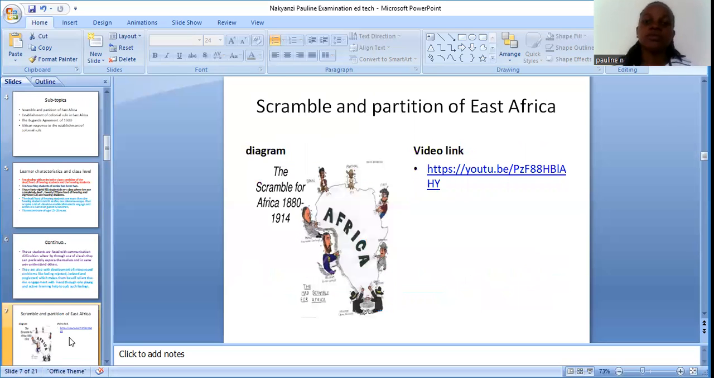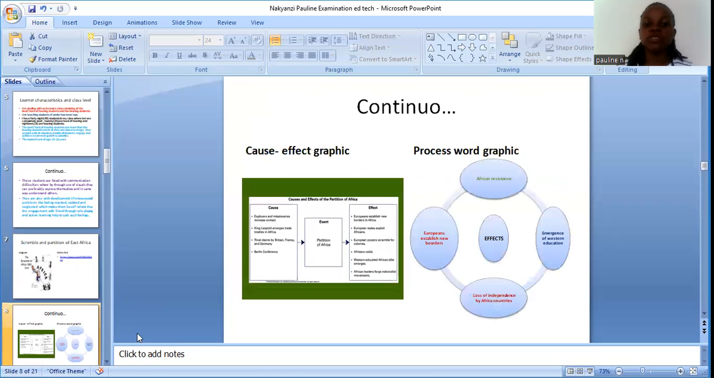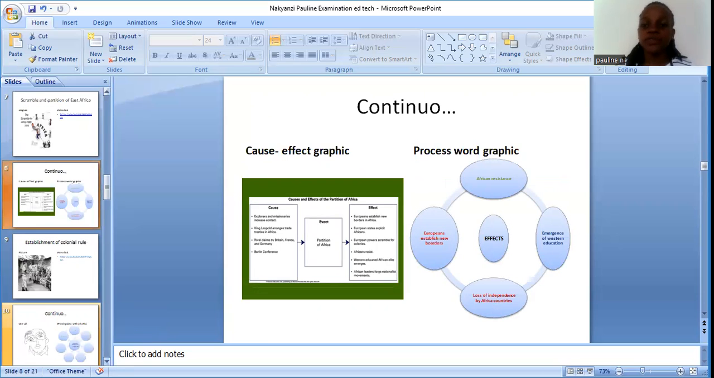Under the subtopic of scramble and partition of East Africa, I used different visuals, and these include the diagram, as you see it, then the link, which will take us to the video. Once clicked, I also went on and used the cause and effect graphic.